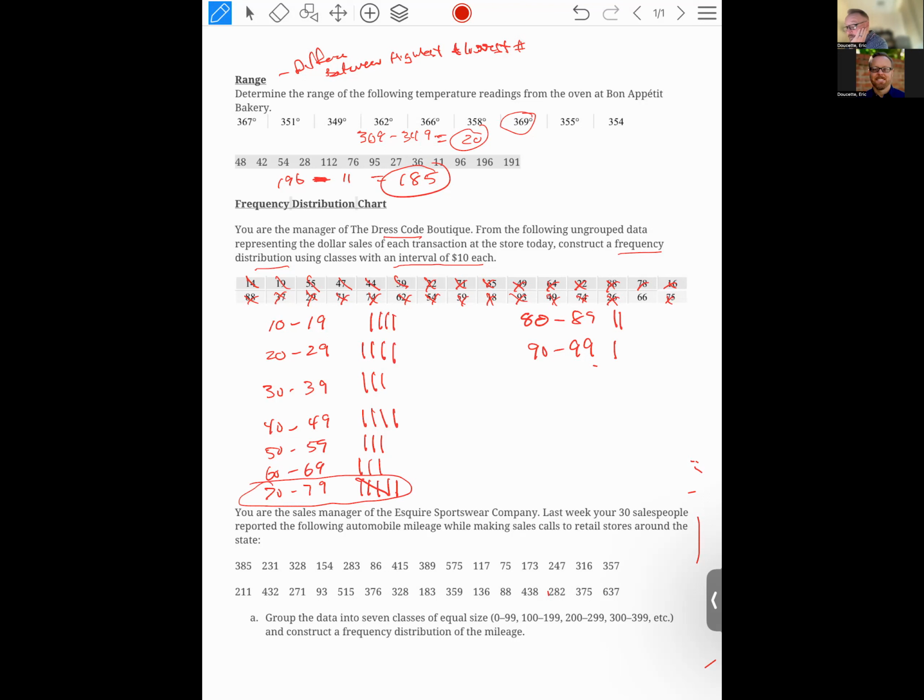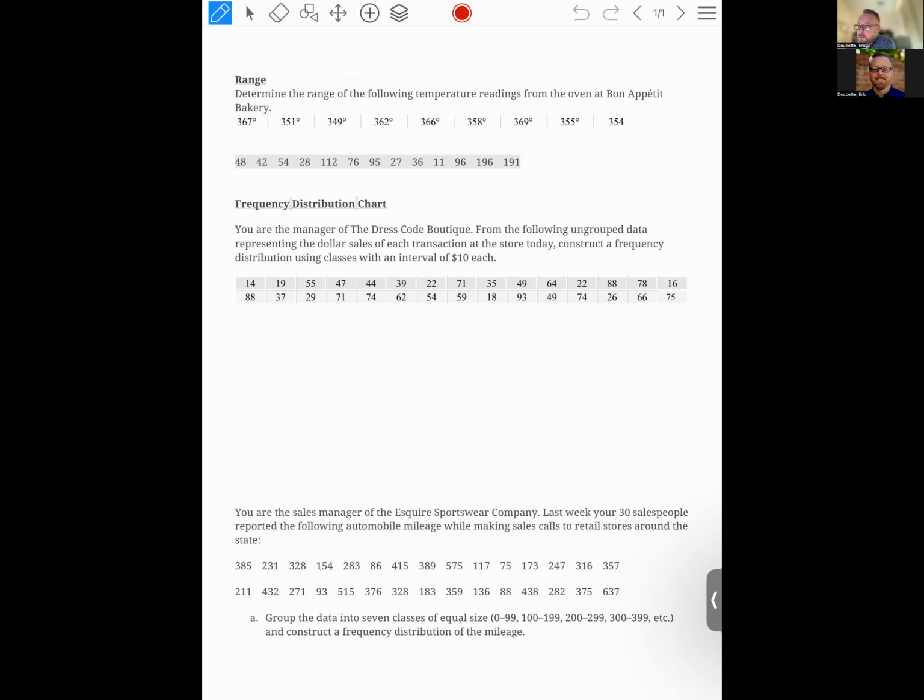So that's all you're doing: you're making a distribution chart. Just like that. That's all you need to worry about. You can do the same thing down here. This one says group it into 7 classes of equal size, 0 to 99, 100 to 199, 200 to 299, 300 to 399. So what I'll do is clear the whole page and then do this one up here, so that way you can see.